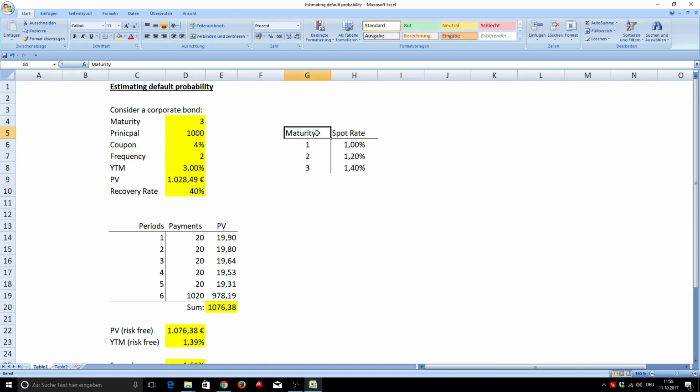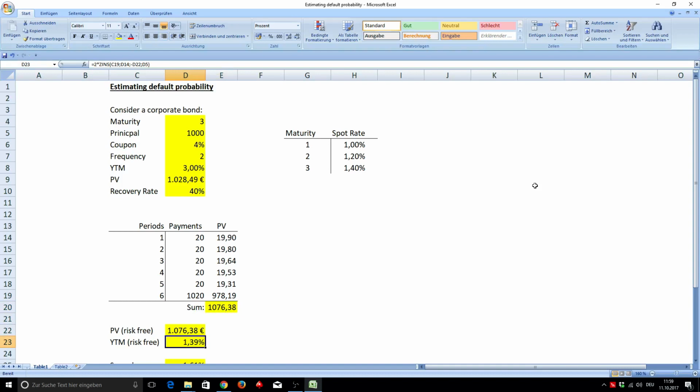Over here you can see our yield curve. I've only plotted it for the first 3 years because only these are really relevant, and these are the spot rates on zero coupon bonds which are risk-free. So the first thing we have to do if we want to come up with the default probability is we have to value this particular bond as if it were a risk-free bond. So what I've written down here are all the payments, and I've discounted them back at our spot rates over here. If we sum them up together, we get the present value of our bond as if it were risk-free.